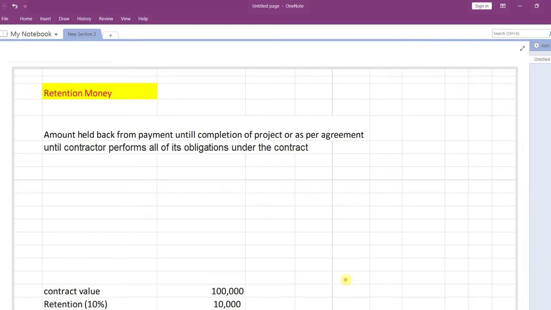In this session we are going to learn what is retention money in construction. Normally in construction companies, and the concept of retention money can apply in other contracts as well, but mostly in construction companies it's applied.